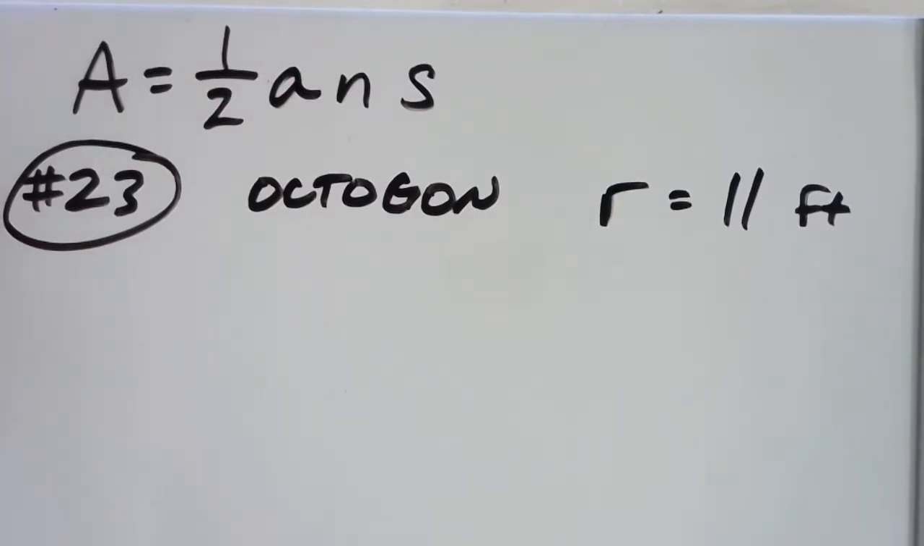All right, clip number 4 for section 3 notes on areas of polygons. This one's going to be a solution process to number 23 from the homework assignment and big ideas. In number 23, we're simply told two things and asked to solve for the area of the given octagon.